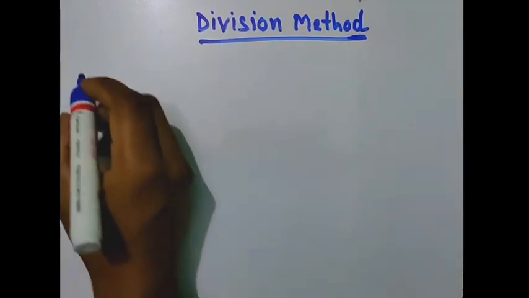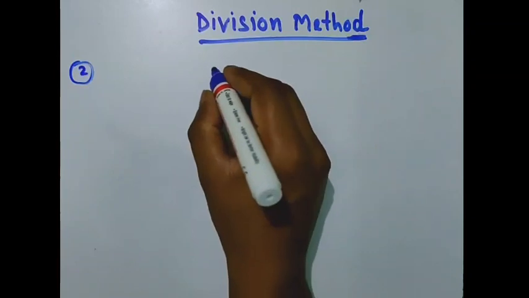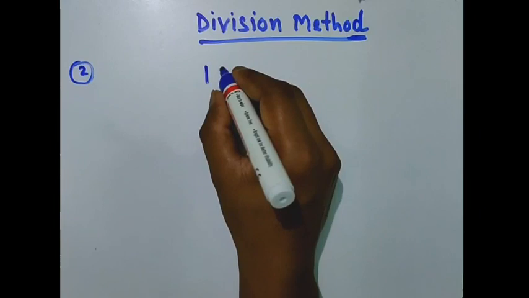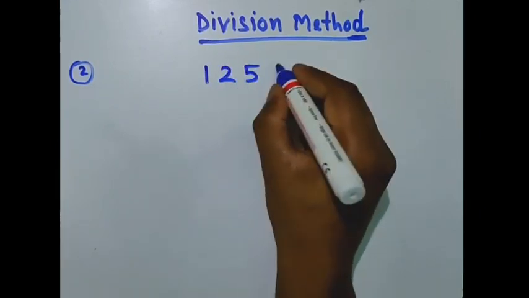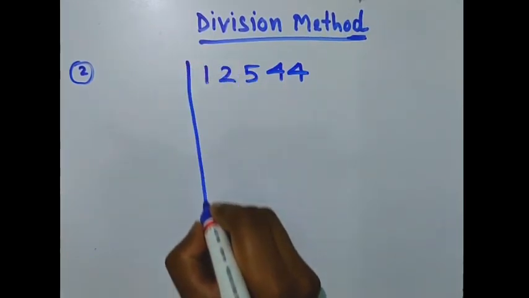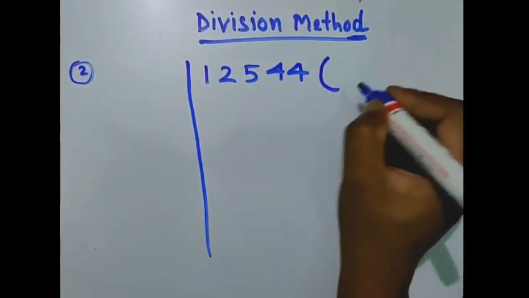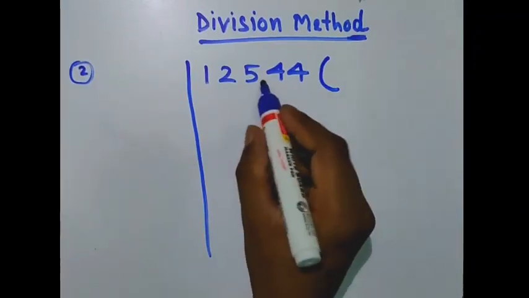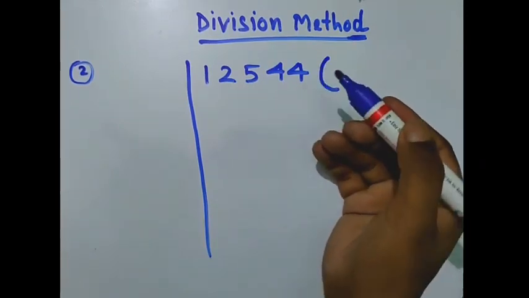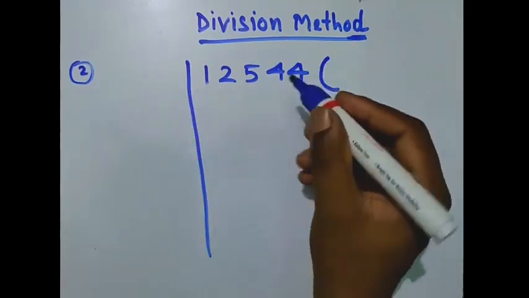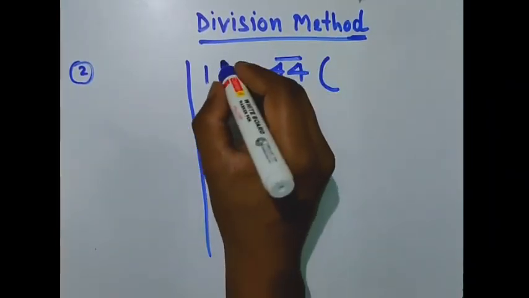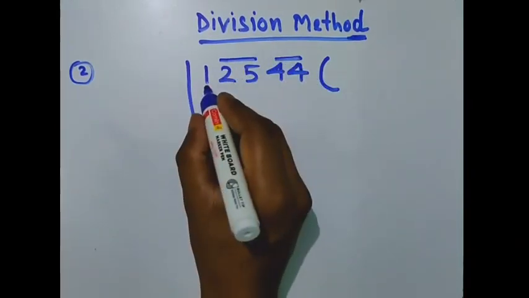So let's take another number. Let's find the square root of 12,544. Now applying the same method, draw a vertical line, and then for the quotient leave space here. Then start pairing, and where will you pair it from? We'll start from the right and go to the left. Okay, so here we have one pair, here we have one pair, and then finally we are left with 1.